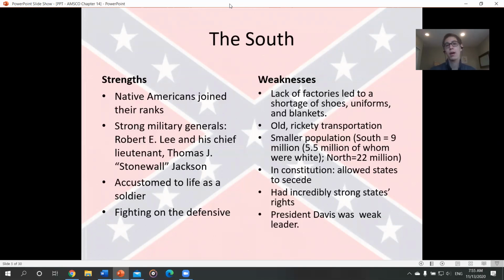The South also had some Native Americans join their ranks. Remember, there were a lot of Native American reservations in the South. Think of the Trail of Tears, that was in Georgia, Florida, Oklahoma. And also perhaps the Native Americans wanted to fight against the Union because the Union forced them off their land. And they were also fighting on the defensive, oftentimes fighting on their own home turf, if you will, which maybe gave them an advantage.